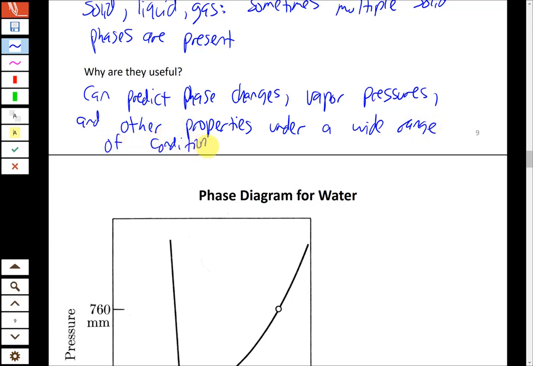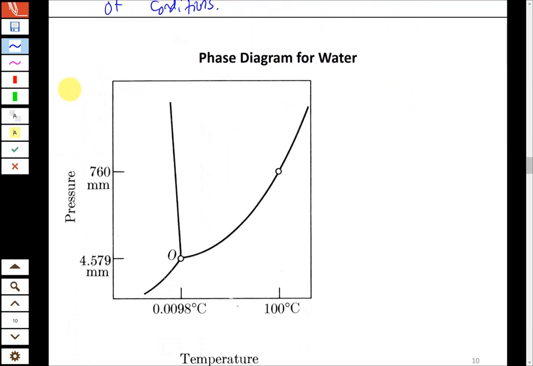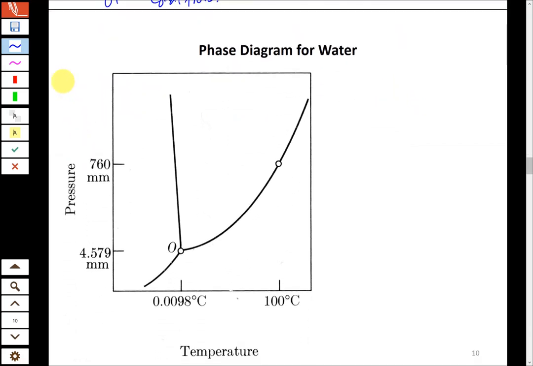And the other reason they're useful, which is not really relevant to this course, is when you do synthetic chemistry, which is the part of chemistry where you're trying to make substances, you can often use the phase diagram for those substances to predict how would I make this substance? What temperature, what pressure do I have to go to for that substance to form? And so phase diagrams are very useful for that as well. So one of the simplest phase diagrams, and the one we'll talk about first, is water.